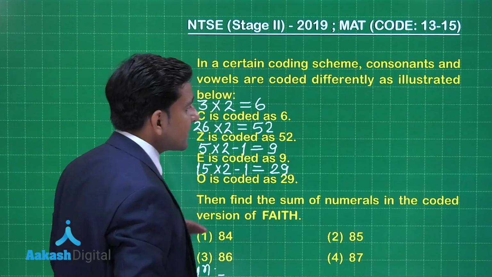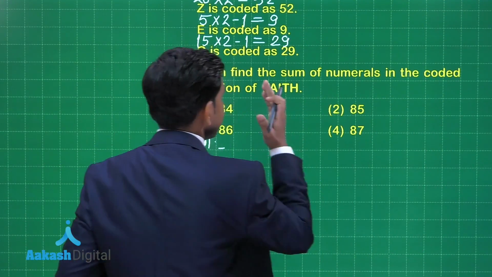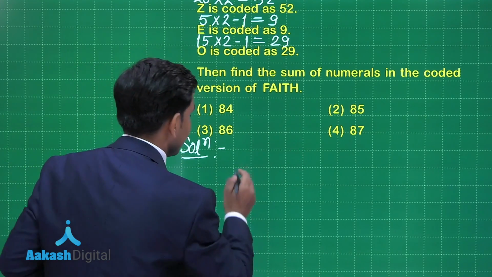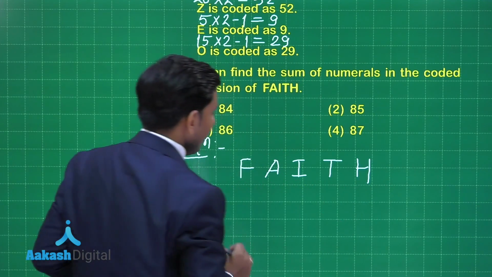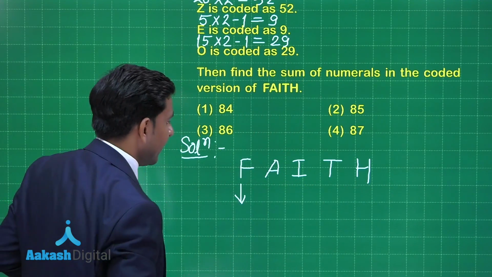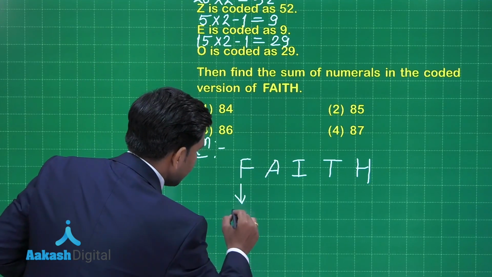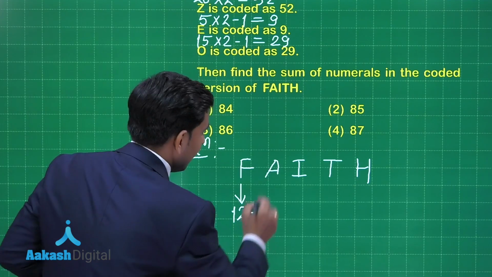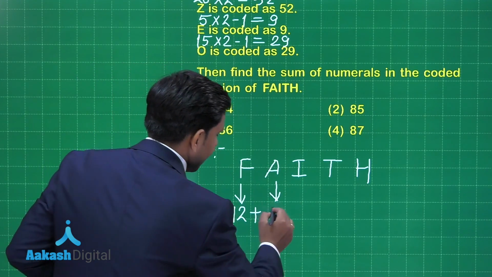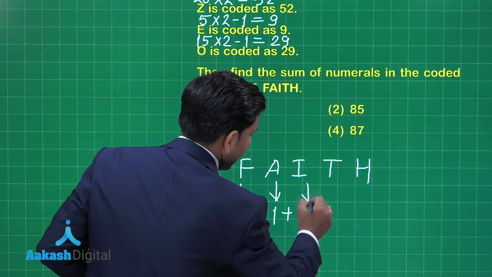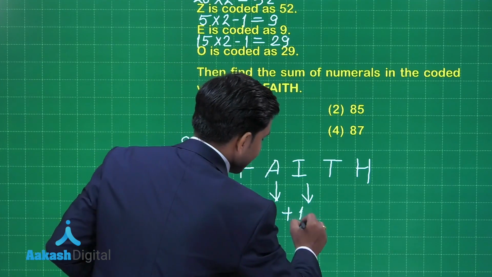So with the help of this coding pattern, first let's find the code for letters F, A, I, T and H respectively. So F is a consonant. Its position in the English alphabet is 6. So 6 multiplied by 2, what will we obtain? 12. A, vowel. So 1 multiplied by 2 minus 1, 1. I, again a vowel. 9, its position. 9 multiplied by 2, 18 minus 1, 17.